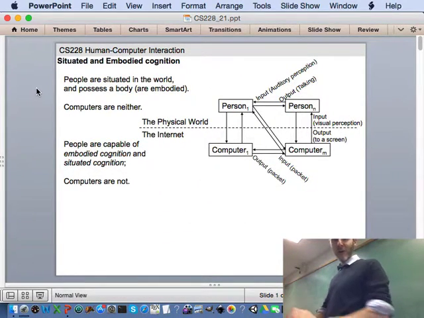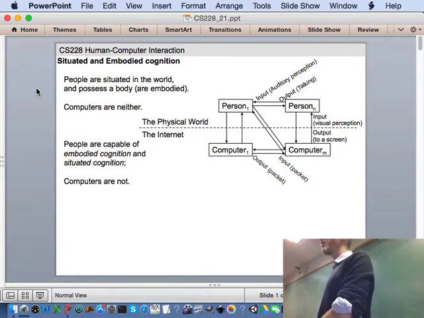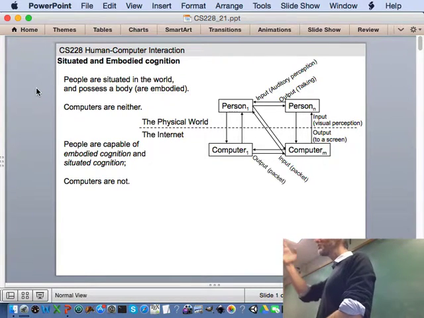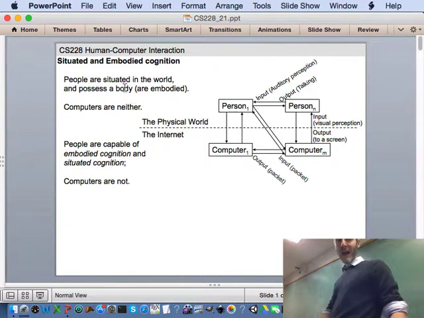Let's start with looking at people. People are situated in the world, and they possess a body, right? They have a body with which to push against the world and observe how the world pushes back. Situated means, again, they're situated in the world in the sense that they're directly sensing the world. Once you have someone or something that is both situated and embodied, you have these particular kinds of feedback loops.